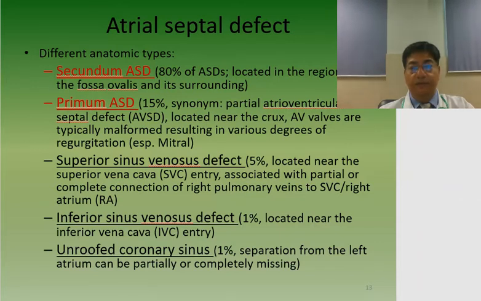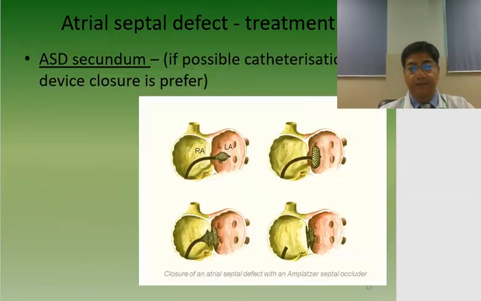So the commonest one is secundum ASD, and the primum ASD is 15% of the time. There are other types of atrial septal defect as well at the site of insertion of the inferior vena cava, superior vena cava, or sinus venosus, which are a rare kind of defect in the atrial septum.